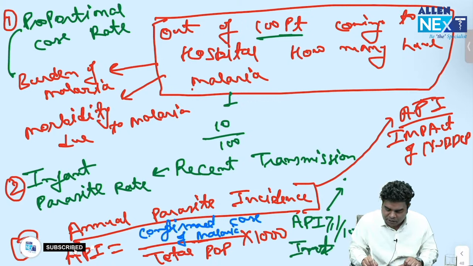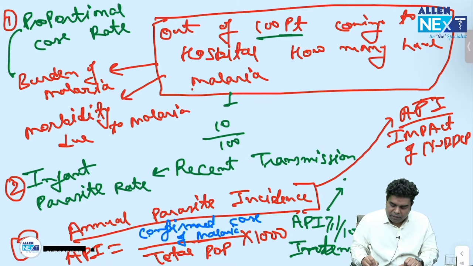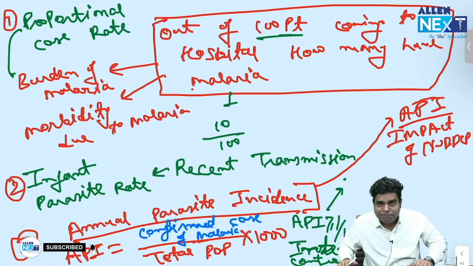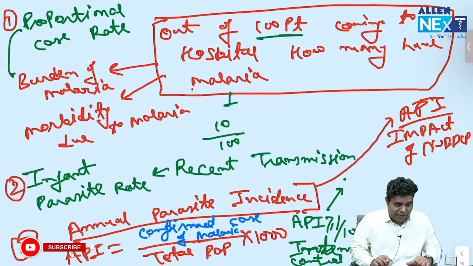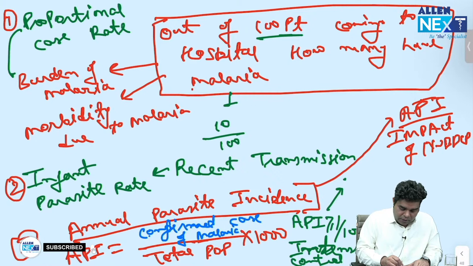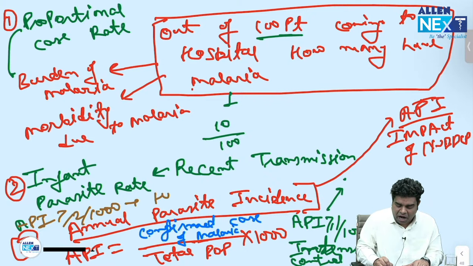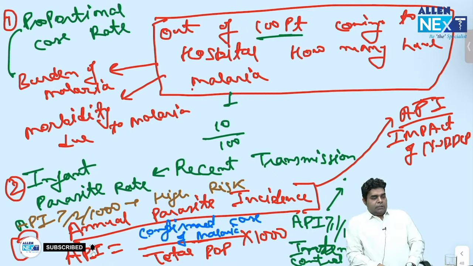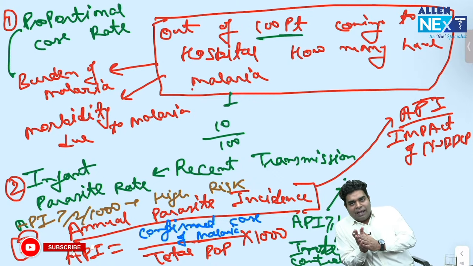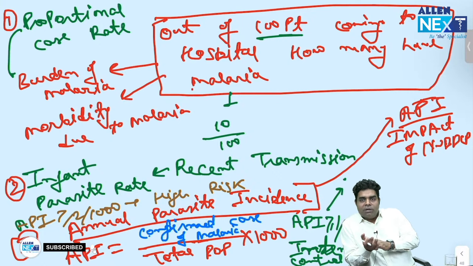And they ask this question. Intensive control means API equal to 1 or more than 1. Now, if you found API as more than or equal to 2 per 1,000, that means there is a high risk area for malaria. So, now, Jimmy Jaipur Jackson has found that out of 1,000 people who are living normally, 10 people had malaria.